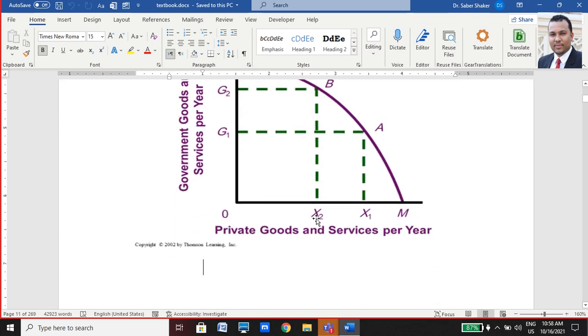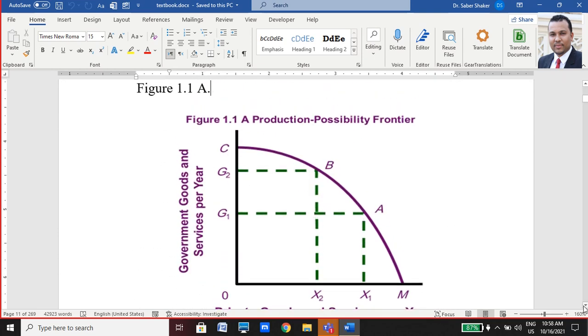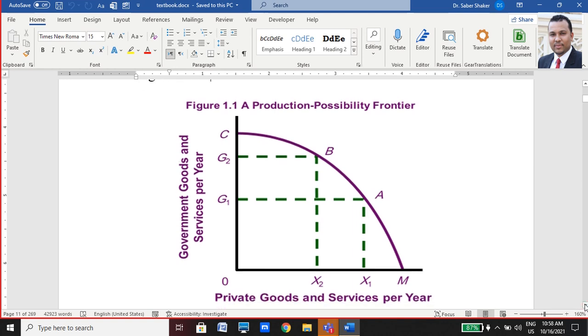So, is the relationship between government goods and services and private goods and services clear now? This is a very important figure in economics, the production possibility frontier. In the production possibility frontier, we compare two categories, government goods and services per year and private goods and services per year. So in this case, we focus on the production process. Suppose we are at point A.